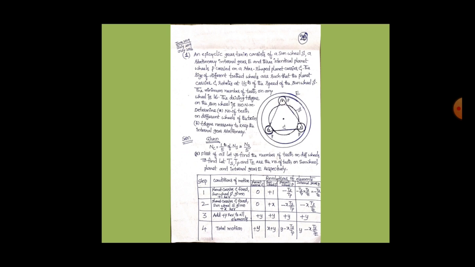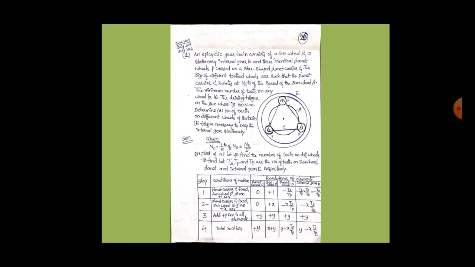Next, go to the third step. Add plus Y revolutions to all the elements. So plus Y, plus Y, plus Y, plus Y, for all the 4 elements. Now find in the fourth step the total motion of all the elements.